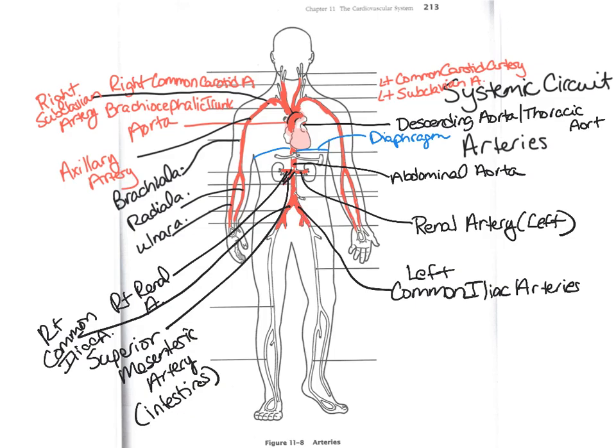It's actually the internal and external iliac arteries. But then the external iliac artery is going to go past this ligament called the inguinal ligament. And as it passes through that inguinal ligament, then that artery has a different name, and now it's known as the femoral artery. So this is here. That would be the left femoral artery.